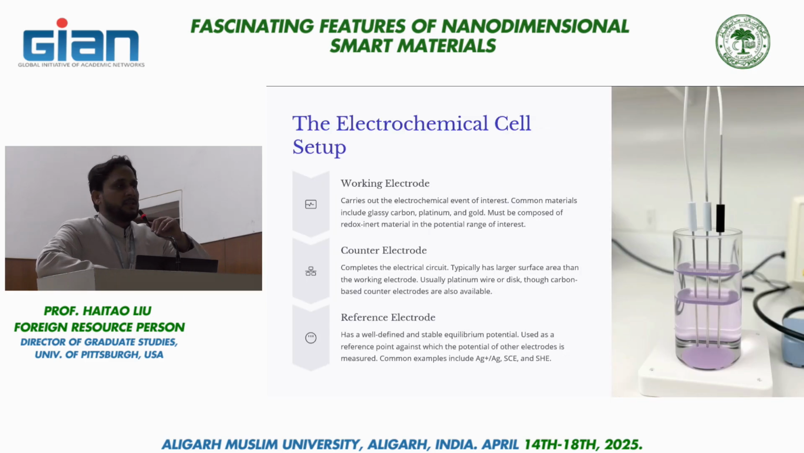So the electrochemical setup basically consists of a working electrode. The working electrode is the main electrode at which the analyte is undergoing oxidation or reduction. It is the main electrode at which the analyte is responding.